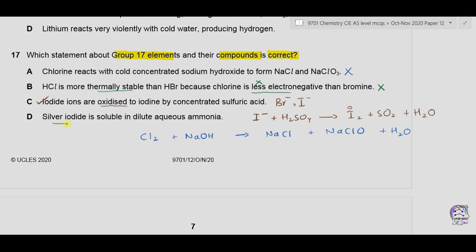D. Silver iodide is soluble in dilute aqueous ammonia. Now silver iodide is soluble in concentrated ammonia, only silver chloride is soluble in dilute aqueous ammonia. So D is also incorrect. The correct option is therefore C.